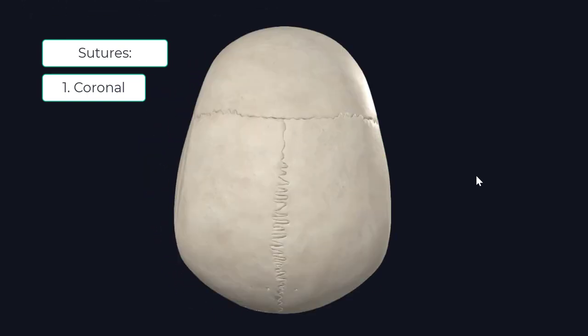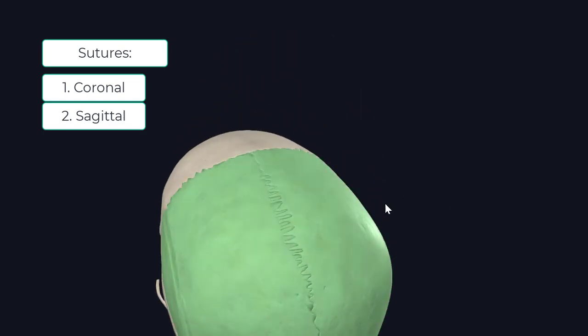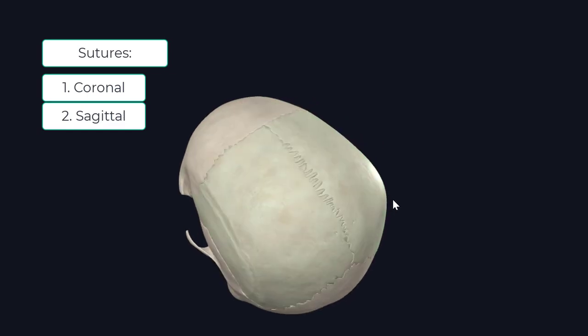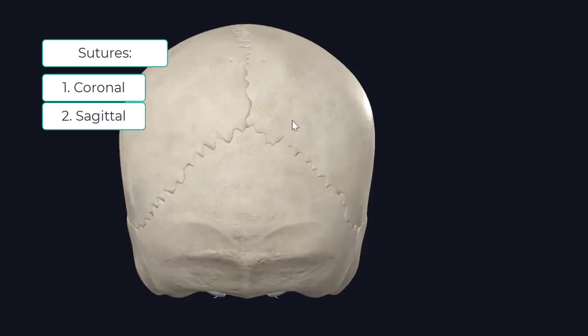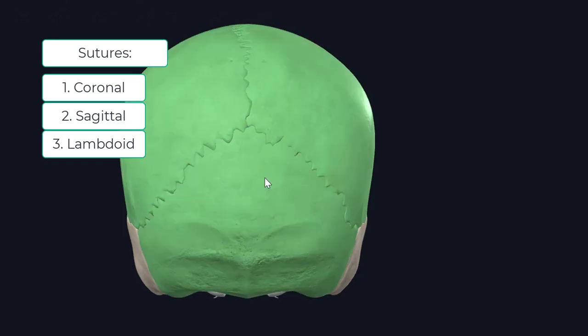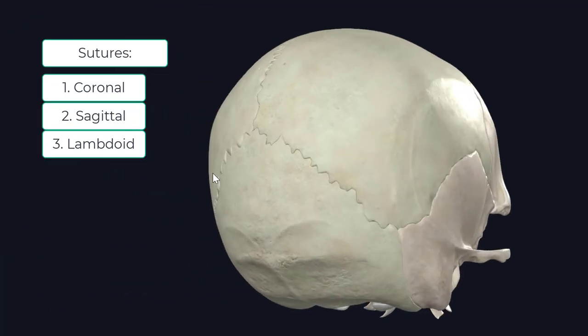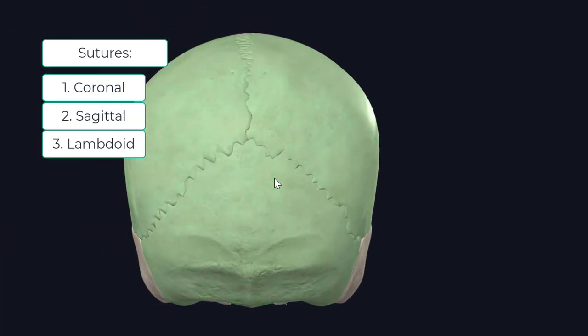Now let's talk about the sagittal suture, which is in between two parietal bones. Okay, and they do not share this suture with any third bone. The third neurocranial suture is called the lambdoid suture, and it is shared by three neurocranial bones: left parietal, right parietal, and occipital bone. We call this lambdoid suture because it looks like the Greek letter lambda.